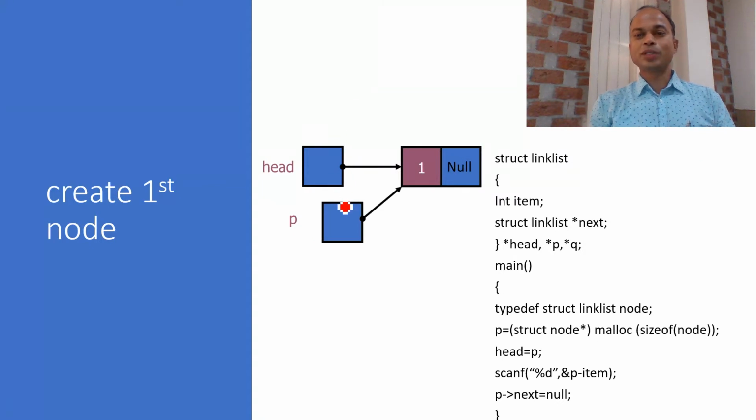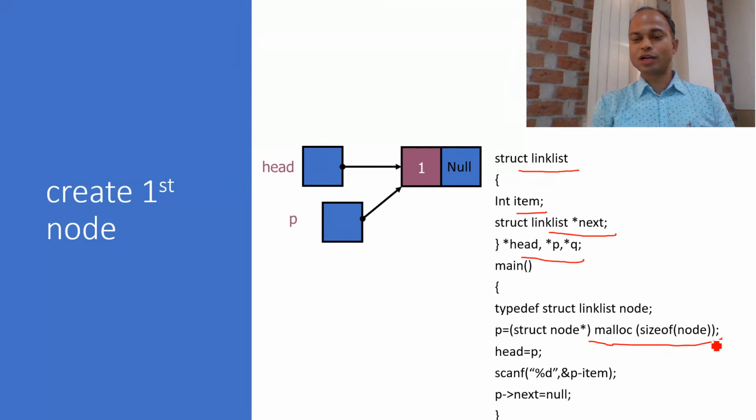If we talk about the creation of the linked list, initially we are creating node 1. This is our structure of the linked list. Here we have item, and here we have the next part. The next part is used for the address of the next node. We have three pointers here, head, p and q. We are creating a node using the malloc function. So whenever the malloc function is executed, a node is created.